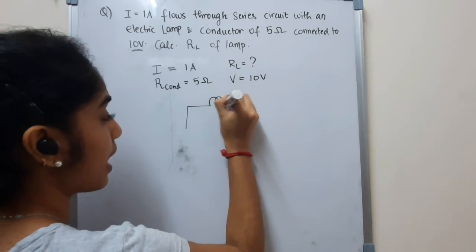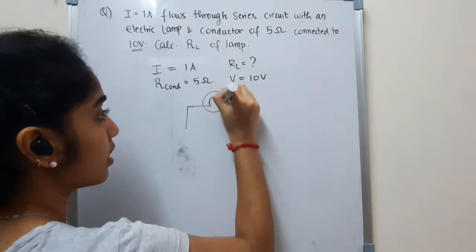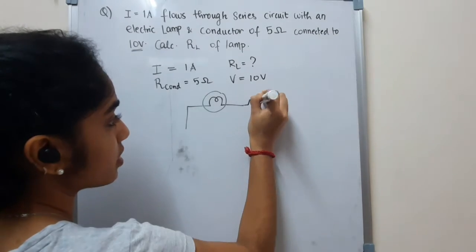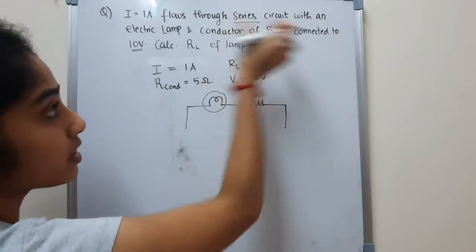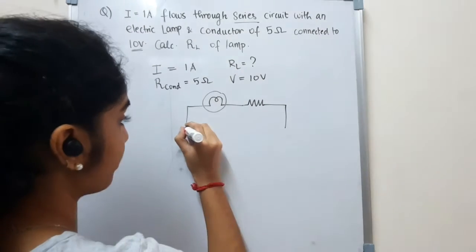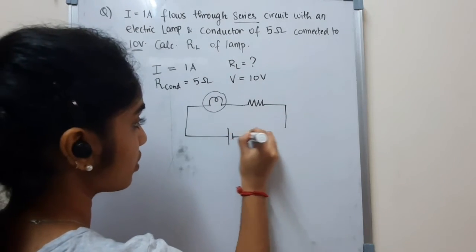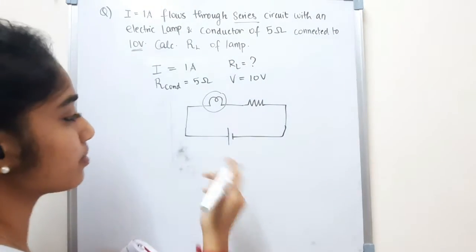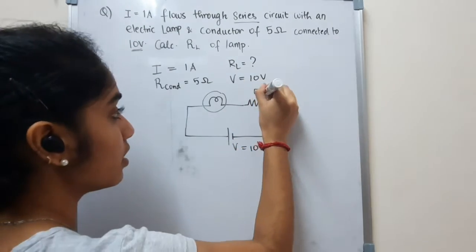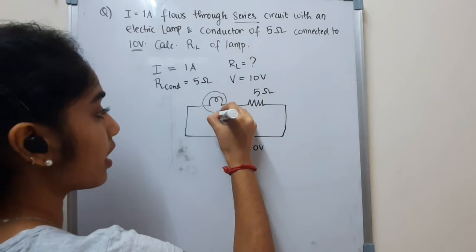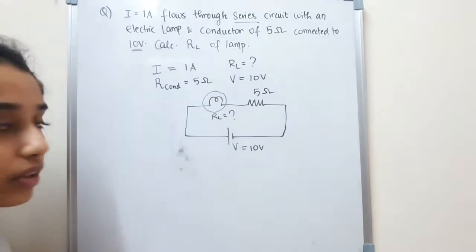So let's say this is the lamp, okay, electric lamp or bulb. This is the resistance connected in series, right? Just decode every single word from the question into a circuit. And this is a voltage source. You can put a switch if you want, doesn't matter here. So V is 10 volts, mark it on the circuit. And this is RL.